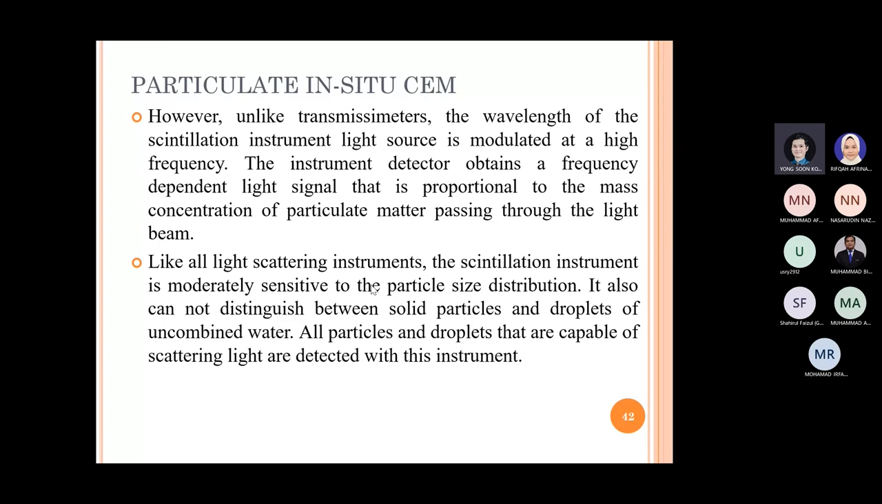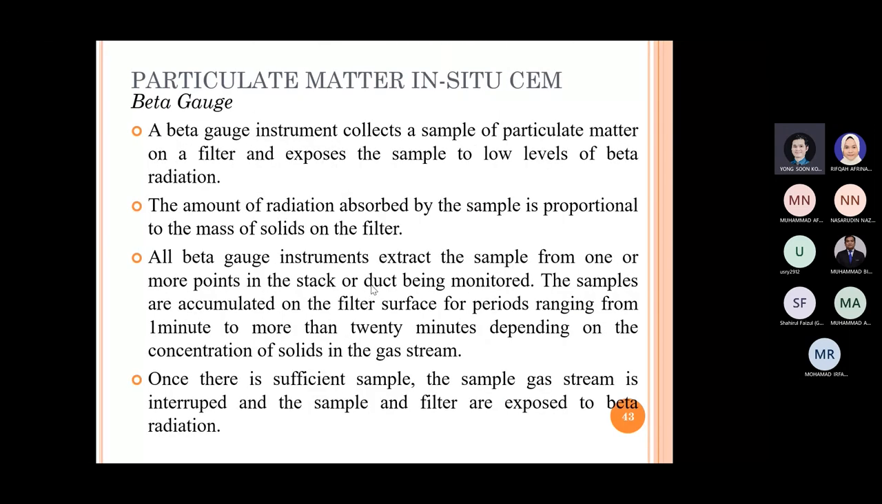So that is the explanation from earlier. I'm going to skip. Okay, next up is the beta gauge instrument. This one works a little differently from the earlier ones. While the earlier three versions use a lot of optics and lights, this one does not. It uses radiation, in which the particulate collected at one chamber is given a certain dose of beta radiation. From the absorbed radiation, they quantify how much particulate matter there is.